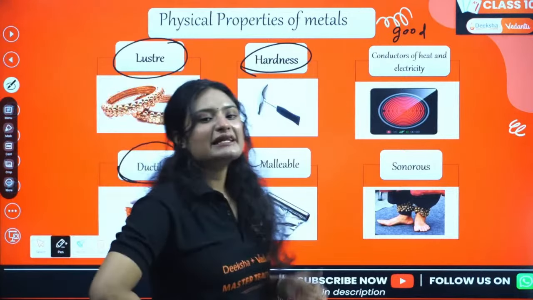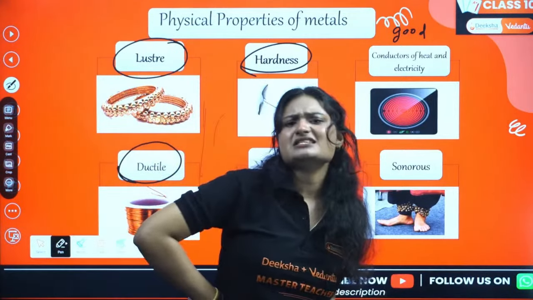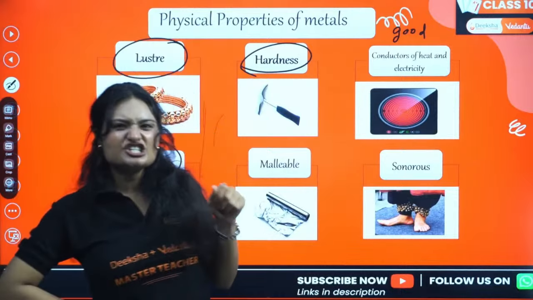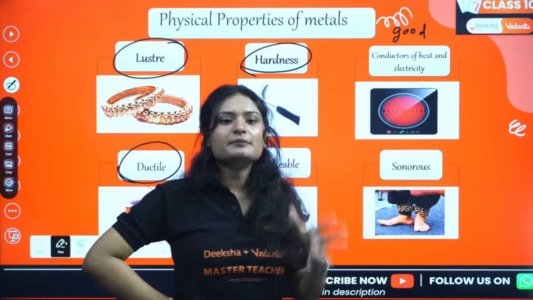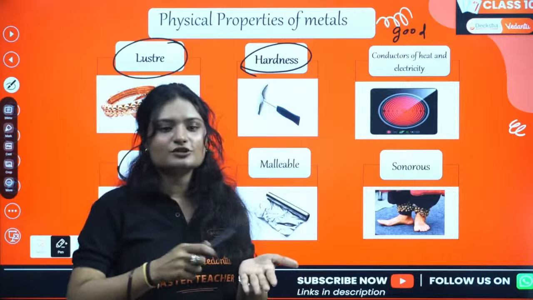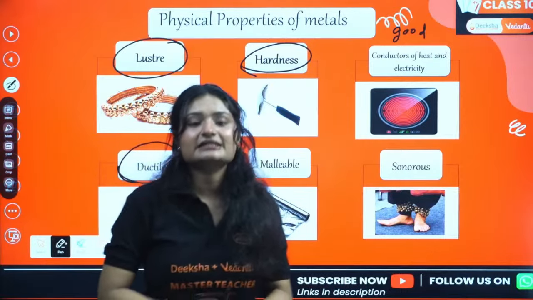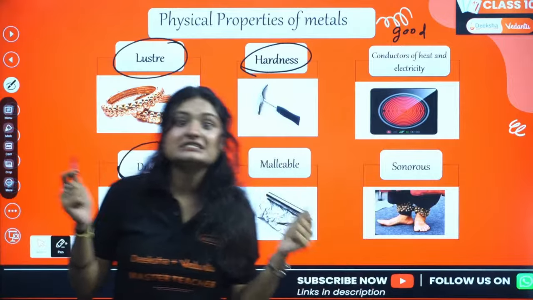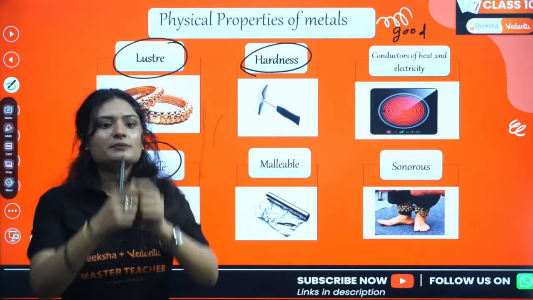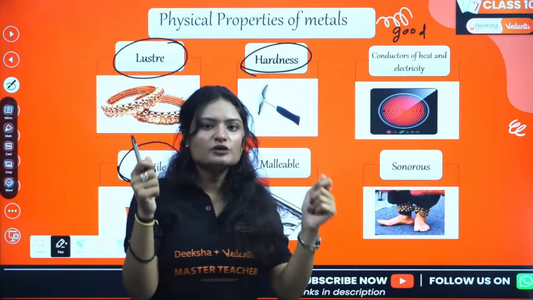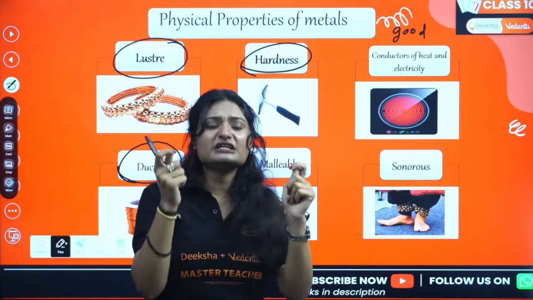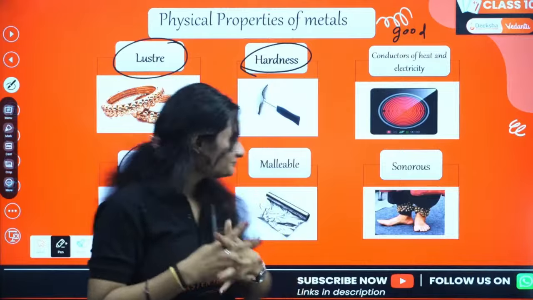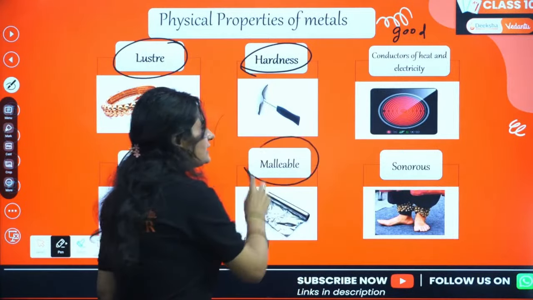Next is malleable. What does malleability mean? If you beat metal, it gets converted into thin sheets. For example, gold foil and silver foil are metals and you can make a really thin sheet. Gold foil is very thin. Silver foil is very thin. You eat it also, right? That is malleable.